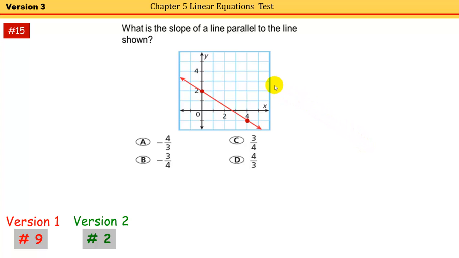Finally, number 15, what's the slope of the line parallel to this line? If you understand that a slope parallel just means the same slope as this line, you just find the slope. This slope is obviously a negative slope, because as we go from left to right, as the x increases, the y decreases. It decreases by 3 as we increase by 4. So rise over run, negative 3 over 4 is B.